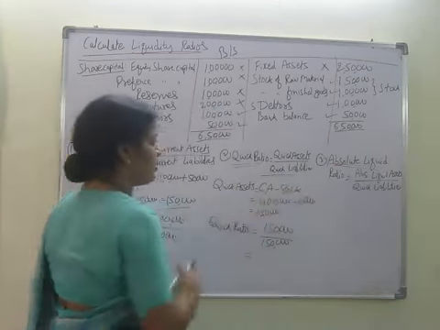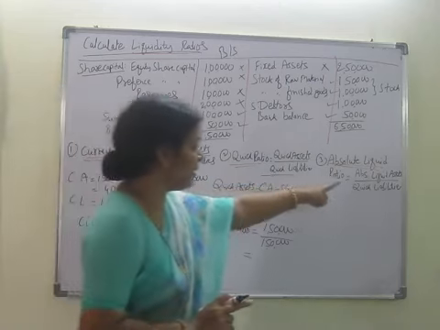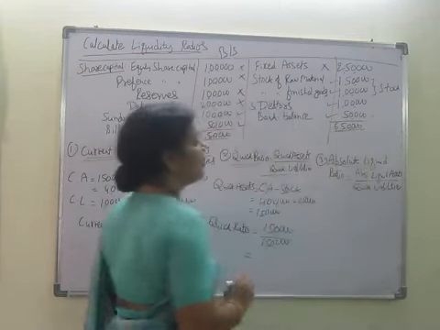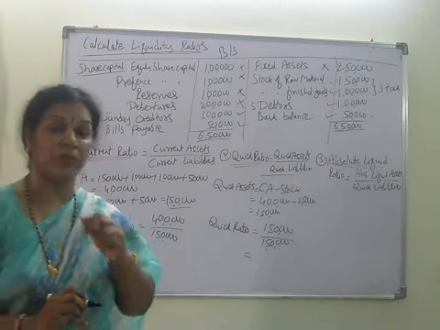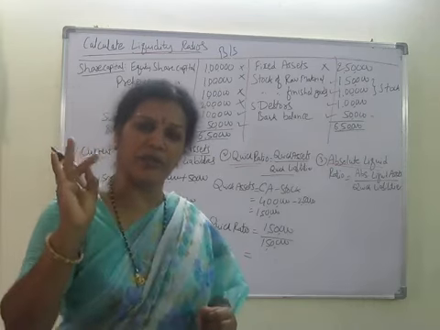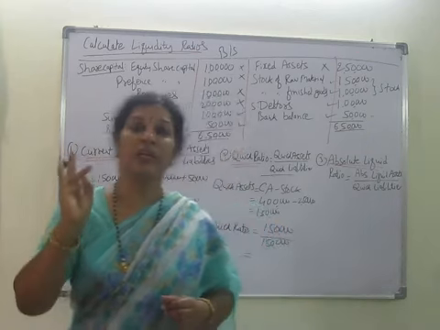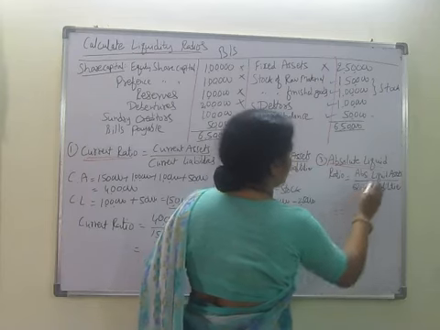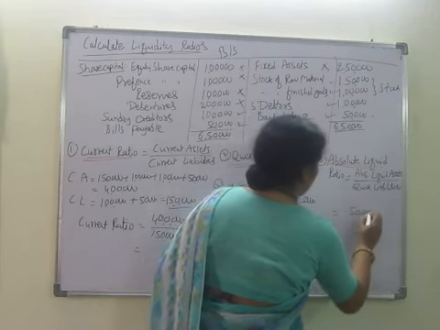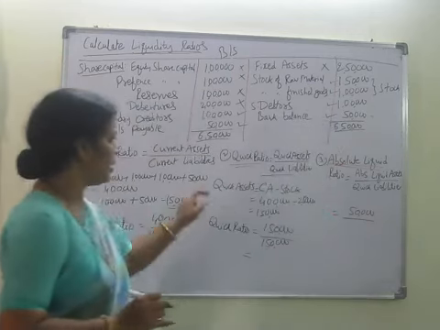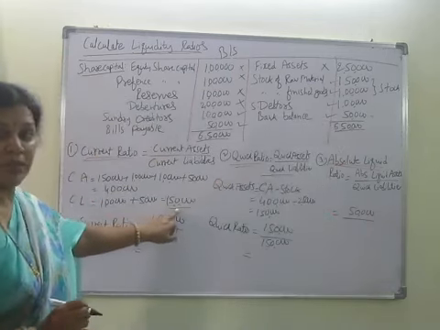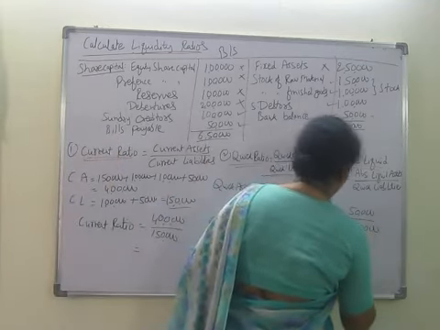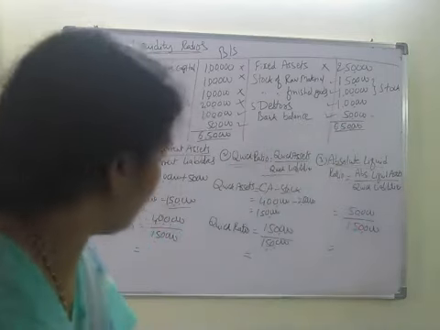Now the absolute liquid ratio. For that we need absolute liquid assets. What are absolute liquid assets? Only cash in hand and cash in bank we will take. So we have now only the bank balance. So absolute liquid assets are 50,000, divided by quick liabilities. Quick liabilities are, you know, the same one, 1,50,000.